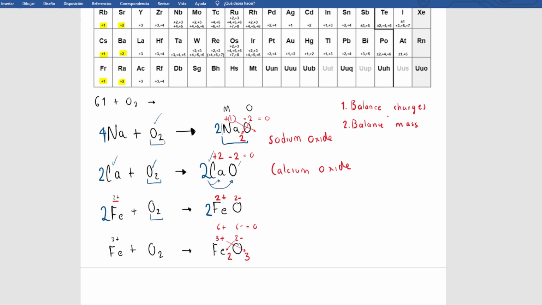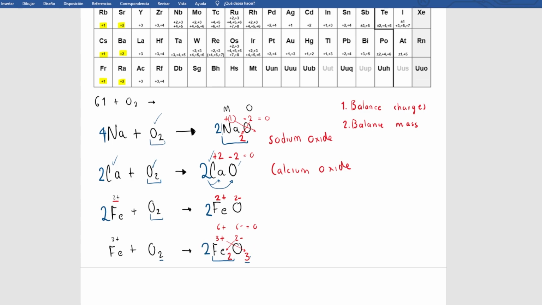We have the charges. What about the mass? In the case of the mass, you will have iron that has 2 atoms here, and oxygen we have 3. The only thing we can do here is, since this is a 3 and here we have a 2, we will need to find one number that is a multiple of both of them. In this case, 2.